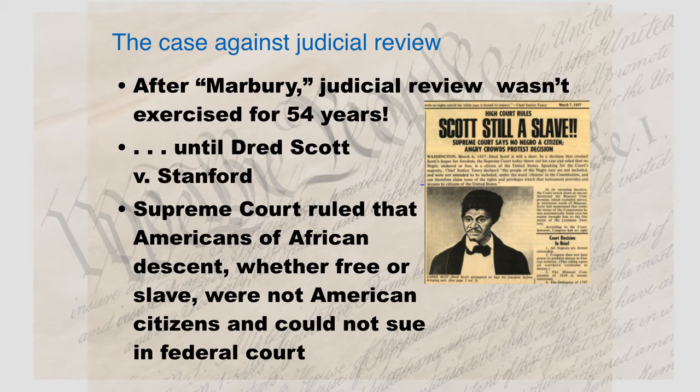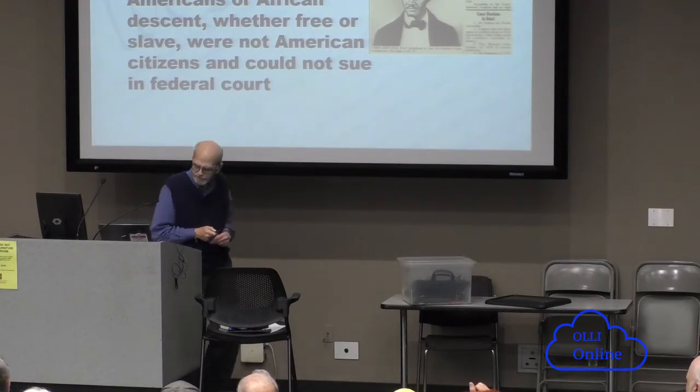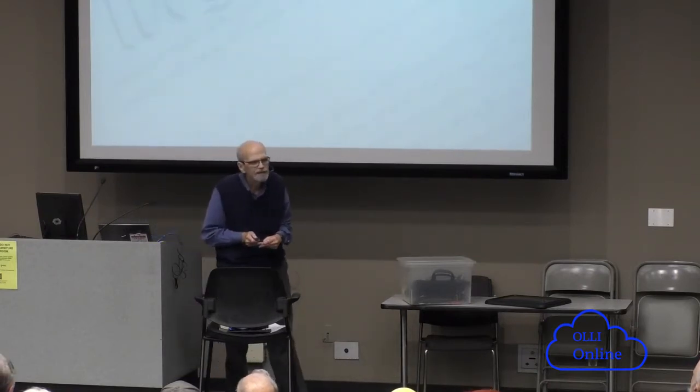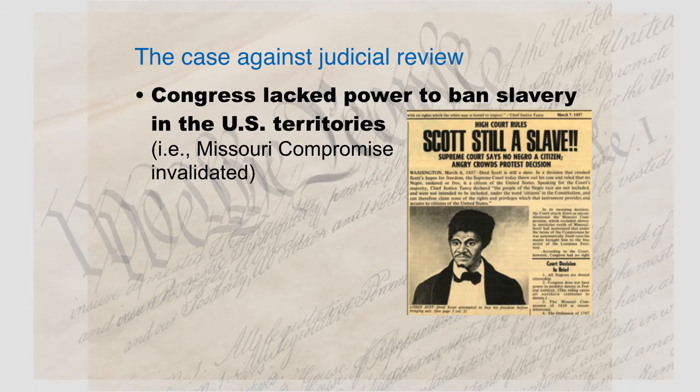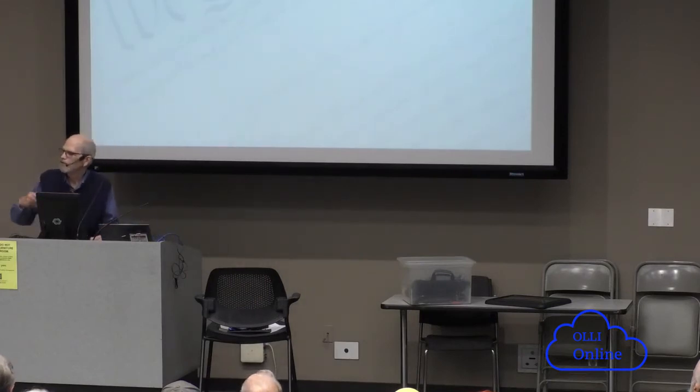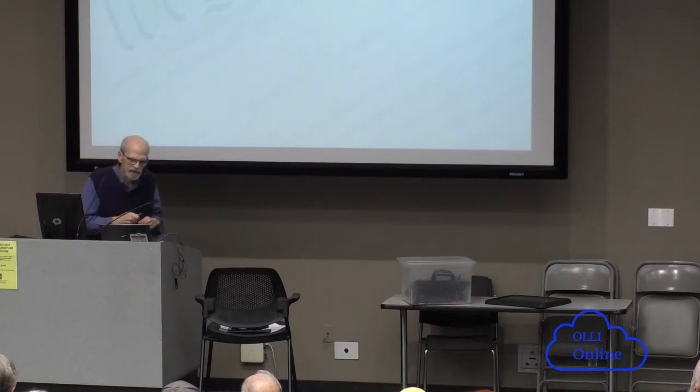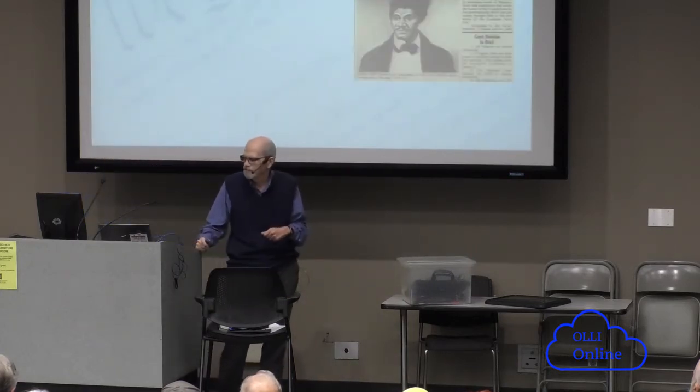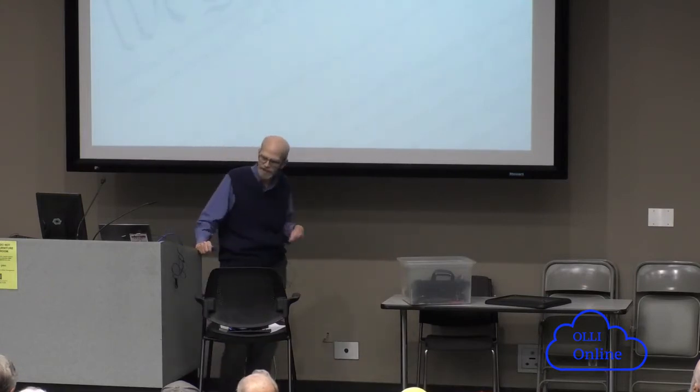The Supreme Court ruled that Americans of African descent, whether free or slave, were not American citizens and could not sue in federal court. And this was a case over several years to get to the Supreme Court. More on this. And it struck down the Missouri Compromise, that statute that was used to admit new states into the Union above the latitude of Missouri, in which states admitted above it would be free states. The states below would allow slavery as a matter of government policy. It struck down the Missouri Compromise.